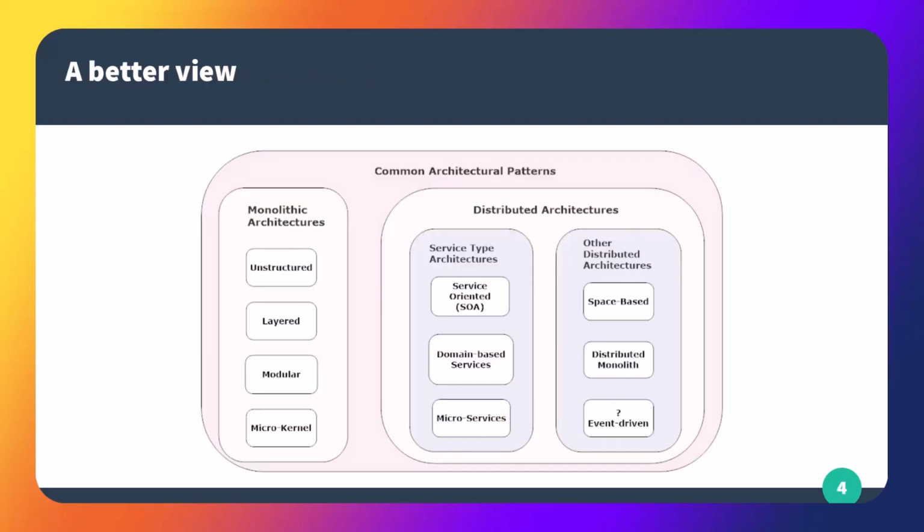This is a more complete view of the situation. Yes, the primary division is monolithic or not monolithic, by which we mean distributed architectures. Within the distributed branch there are then service-based architectures and other types. There are 3 recognized service type architectures here, and microservices is a valid pattern but only one of the options. There are also other types of distributed architecture.